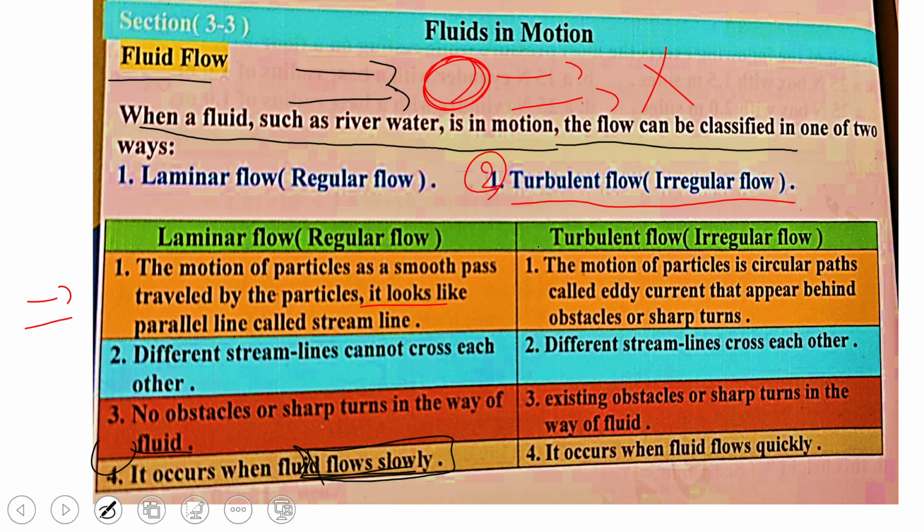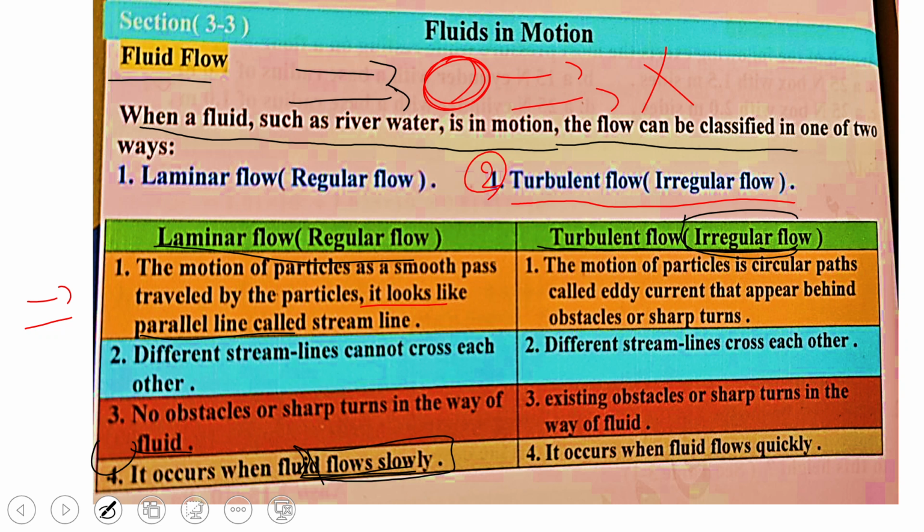For example, turbulent flow, by the name you can understand, it's written irregular flowing. Irregular flowing means the direction of the water's movement in this type is not a straight line. It's different than the first type, regular. In regular, we said a straight line or parallel line. No, in this type, it's not a straight line.